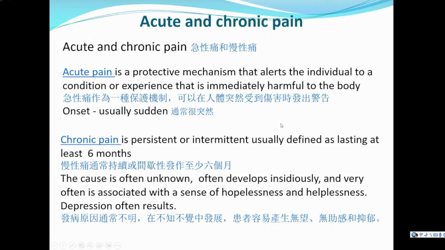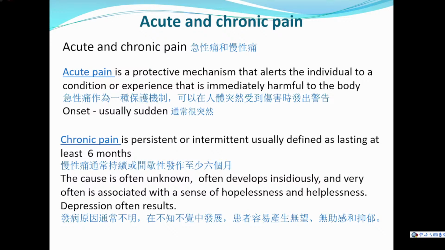In terms of time, they are called acute pain and chronic pain. Acute pain is really a protective mechanism of the human body to alert the individual. If you see danger or harm, you avoid it, so you protect yourself. Usually the onset is very sudden. If we touch something very painful, we can avoid it.